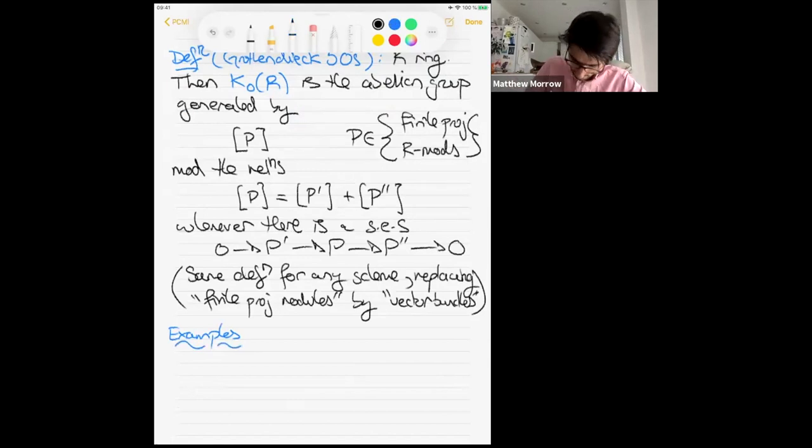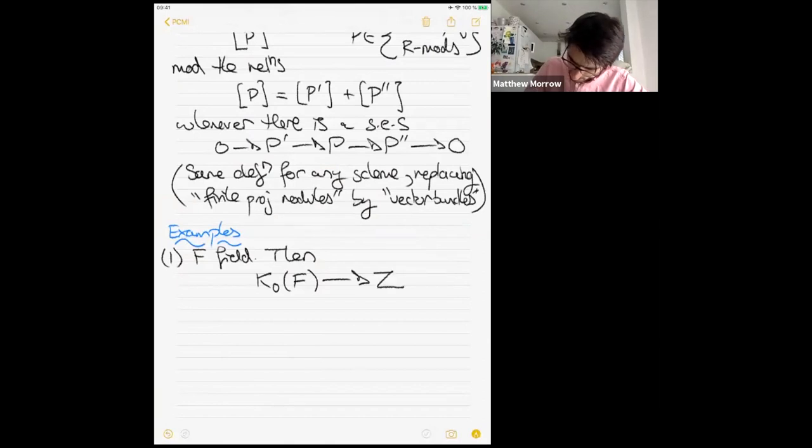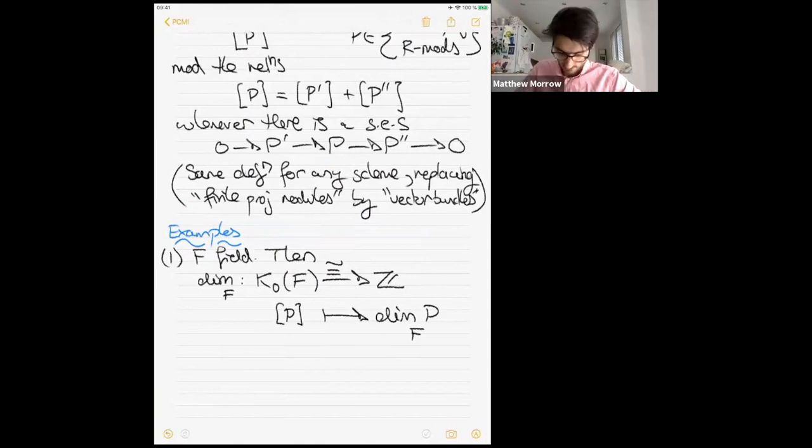So let me start by recalling the case of a field. Then, my finite projective modules, these are just vector spaces. And in this way, I can produce an isomorphism given by the dimension function, taking any such vector space and associating to it its dimension over the field. And one sees that this is an isomorphism because as soon as you know the dimension of a vector space, you know the vector space up to isomorphism, and short exact sequences are compatible with dimension. So that's not so interesting, but it's really a place to start.